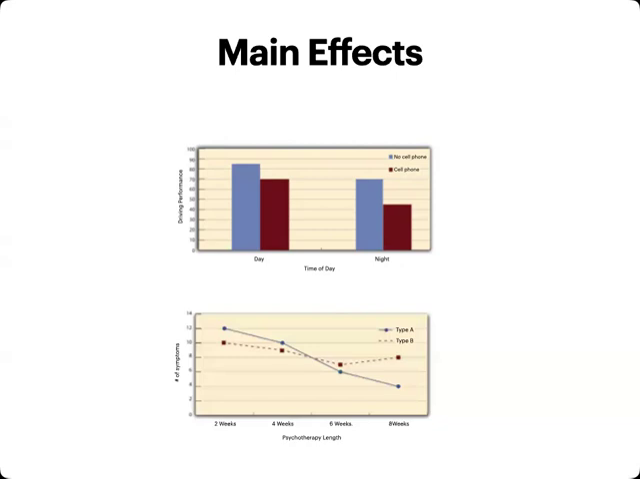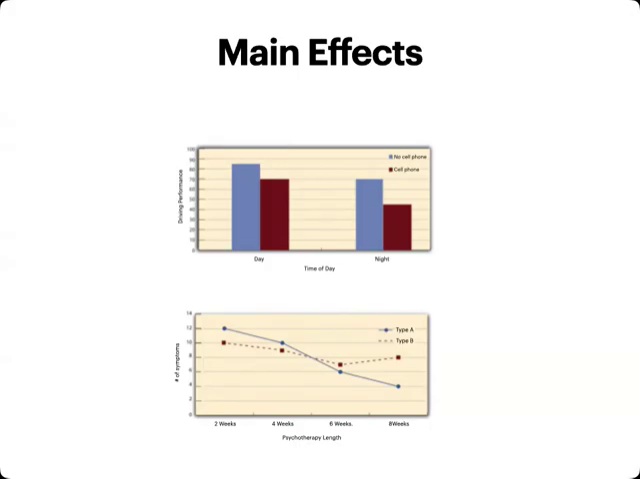In factorial designs, three types of results are typically examined: main effects, interaction effects, or just simply interaction, and simple effects. A main effect refers to the impact of one independent variable on the dependent variable, averaged over the levels of the other independent variable. It indicates whether there is a general difference caused by that single independent variable.